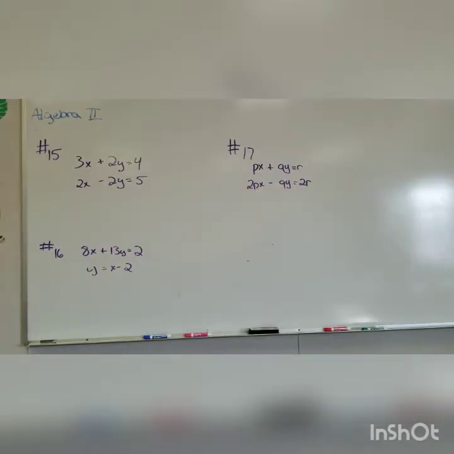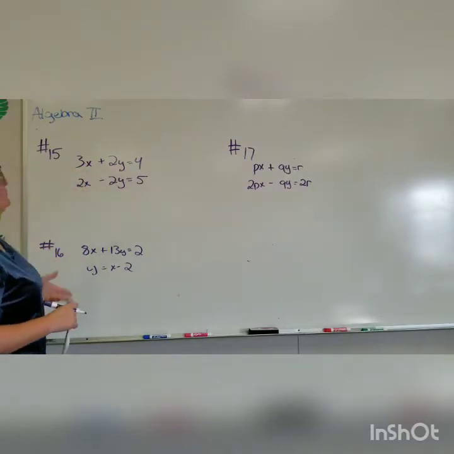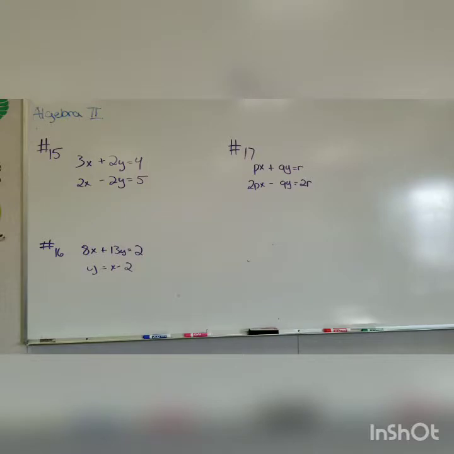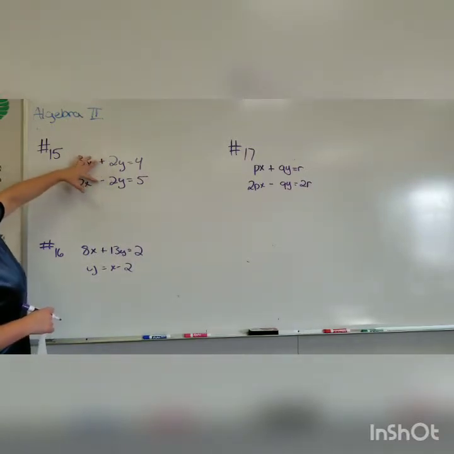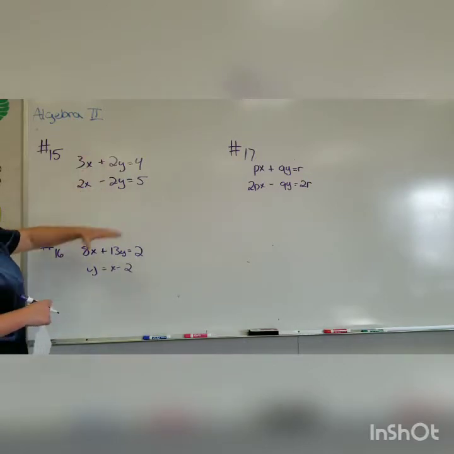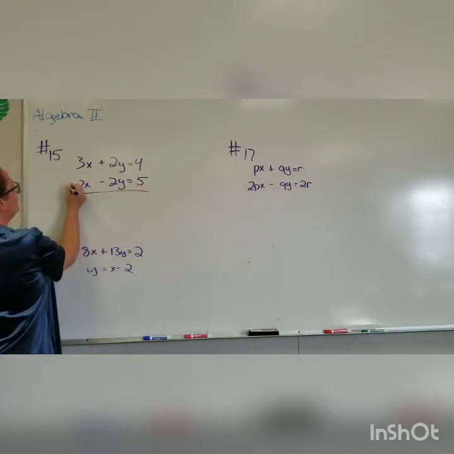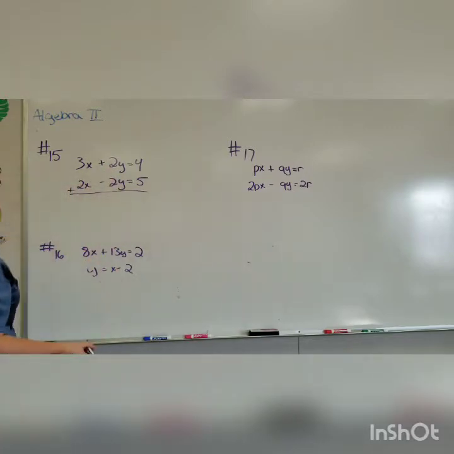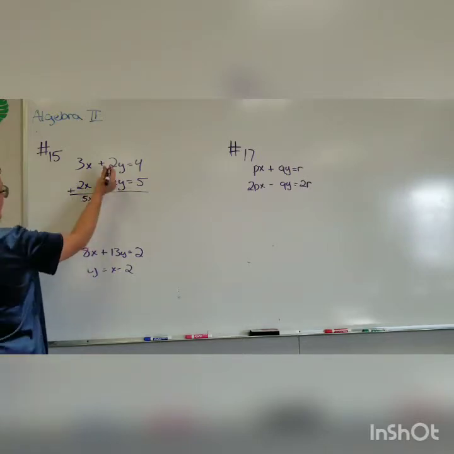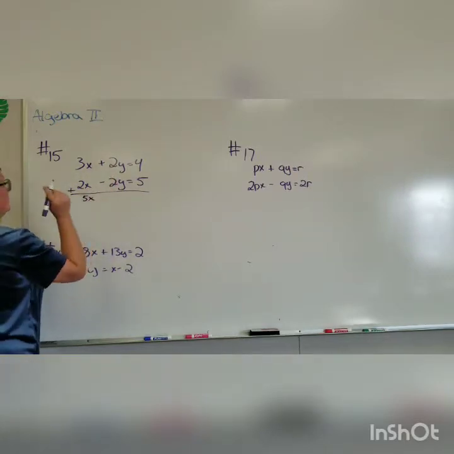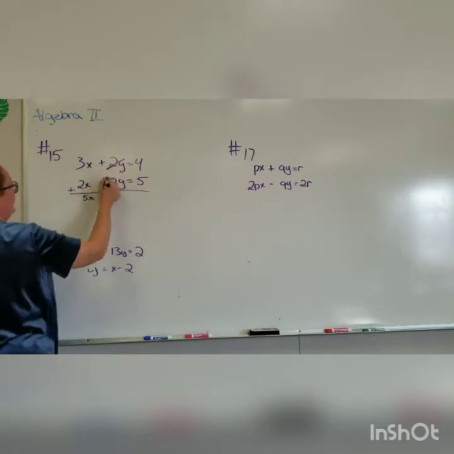Okay, for problem number 15, they want you to find the common solution. Again, they've given you a system of equations. They've given you two equations, both with x and y, and you have to solve for one or the other. And again, you'll notice that you have two terms that are equal to each other with opposite signs. So this problem is set up perfectly to add, because when you add two opposites like that, they eliminate. So 3x plus 2x is 5x, and negative 2y plus 2y is nothing, they eliminate.